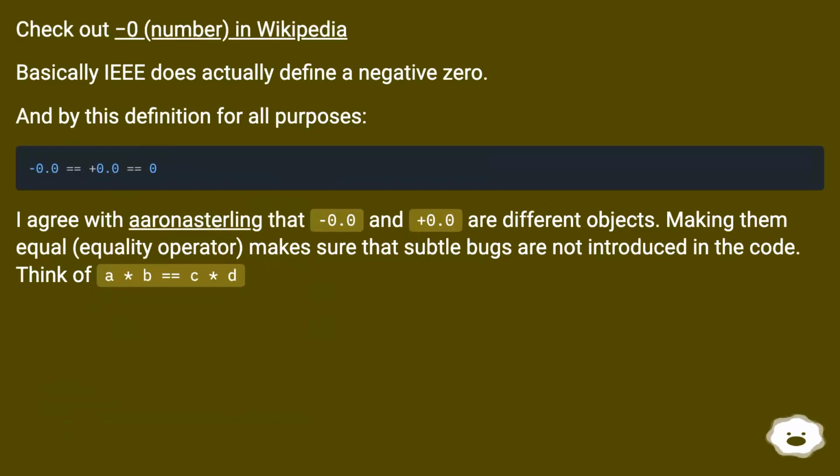Check out -0 (number) on Wikipedia. Basically, IEEE does actually define a -0, and by this definition, for all purposes, I agree with Aaron Sterling that -0.0 and +0.0 are different objects. Making them equal under the equality operator makes sure that subtle bugs are not introduced in the code. Think of a == b, c == d.